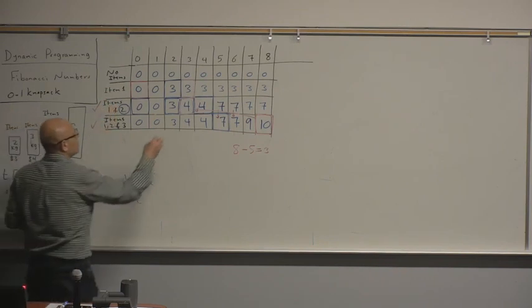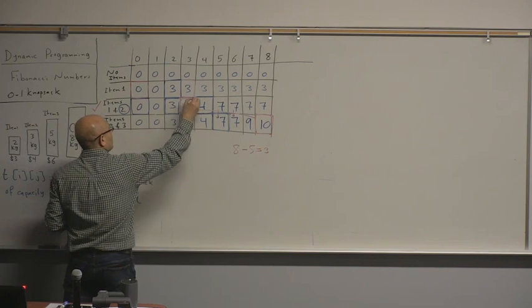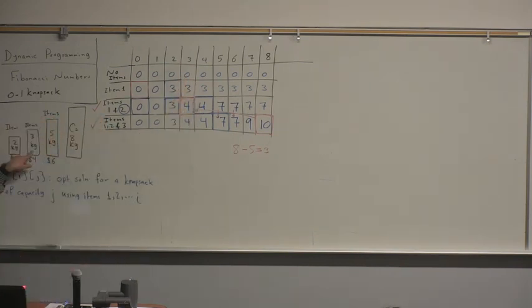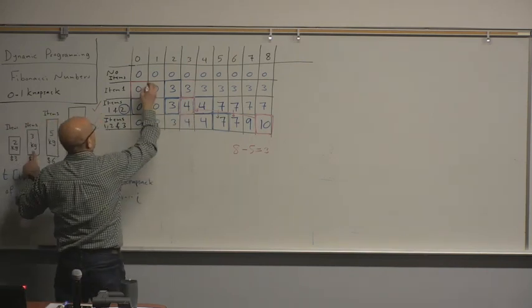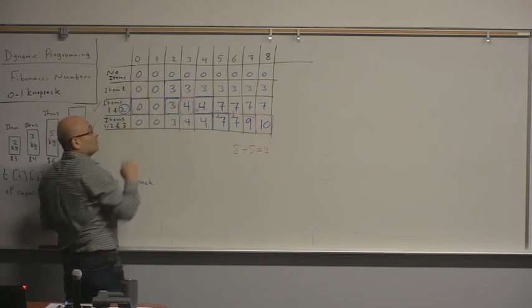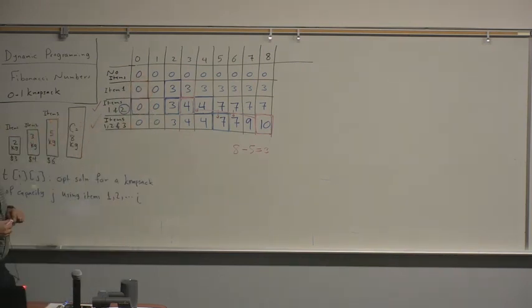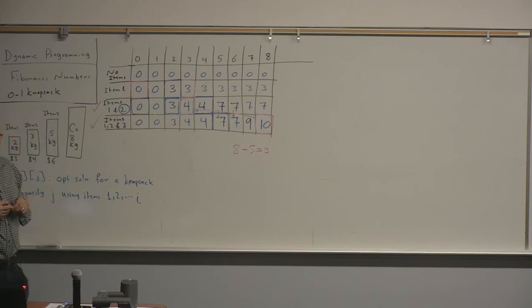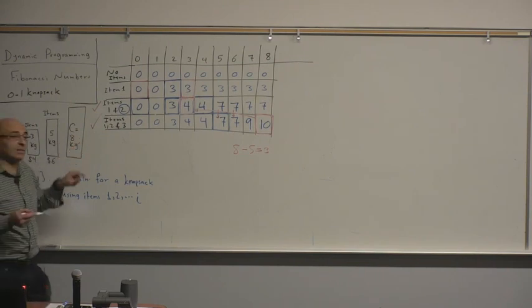Then I go to which square? 3 minus 3 is 0, so this will put me here. Now I compare 0 with 0, same value. So I did not take item 1. Okay? And then since I'm at item 1, that's it. So by tracing back, I can decide whether a certain item has been taken or not.